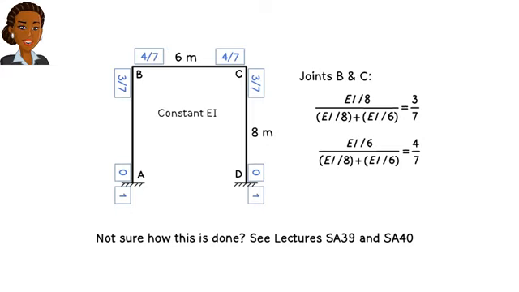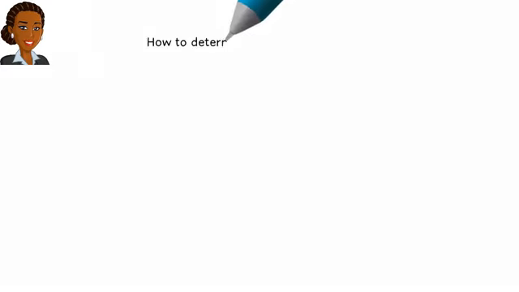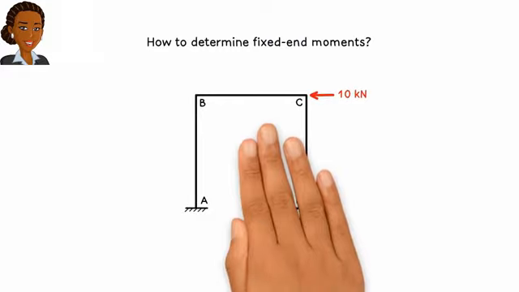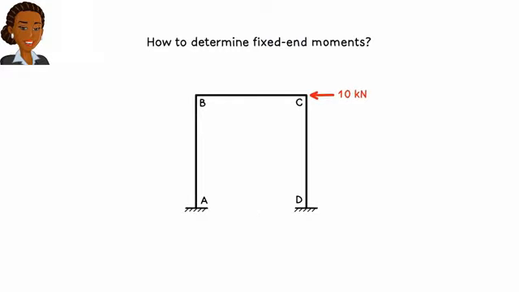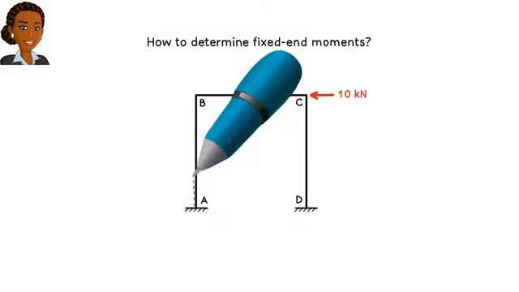But how do we determine the fixed end moments? We need to know them in order to start the iterative process of balancing the joints. We know how to calculate fixed end moments when one or more of the members are subjected to loads. But here, there are no member loads. There is only one joint load. So how should we approach the problem?